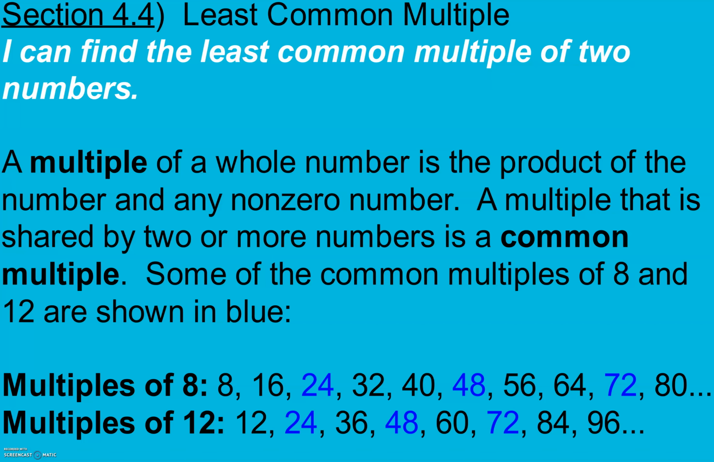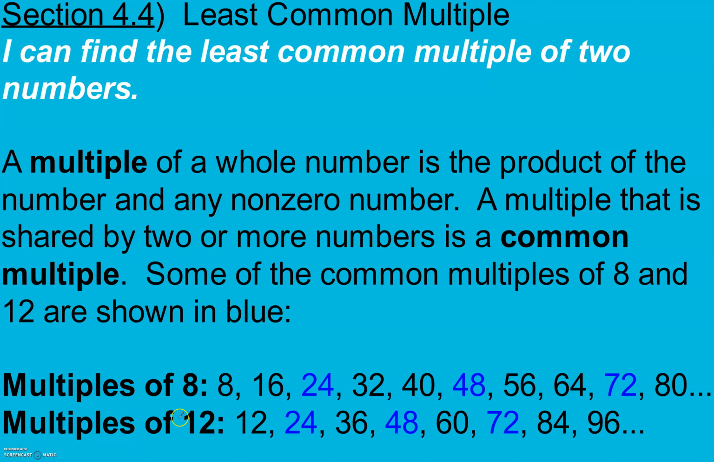Section 4.4 is least common multiple. I can find the least common multiple of two numbers. A multiple of a whole number is the product of the number and any non-zero number. A multiple that is shared by two or more numbers is a common multiple. Some of the common multiples of 8 and 12 are shown in blue.